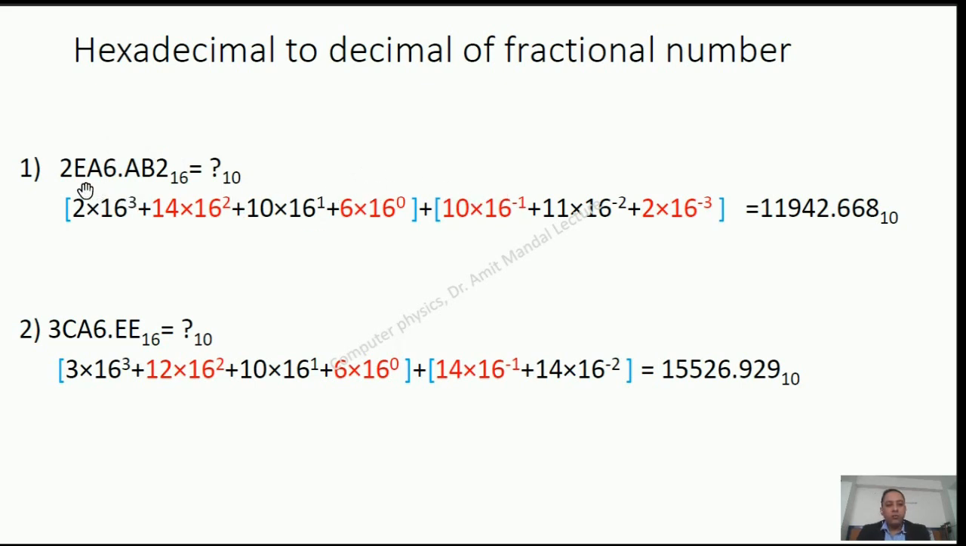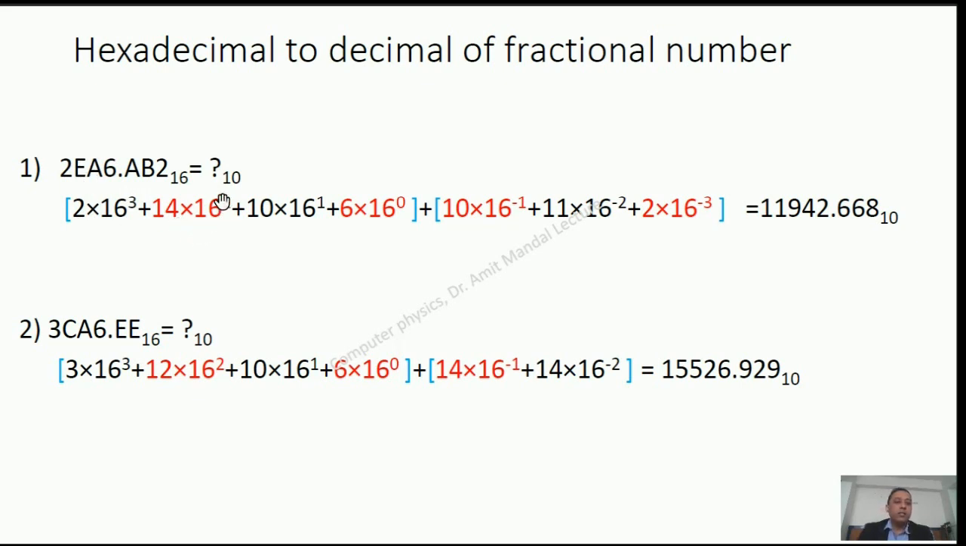So for this 2EA6, if you are counting from this point, then 2 is at the fourth place. So 2 into 16 to the power 3, 16 to the power 4 minus 1, that is equal to 3, plus E stands for 14. So 14 into 16, this E is at the third place.